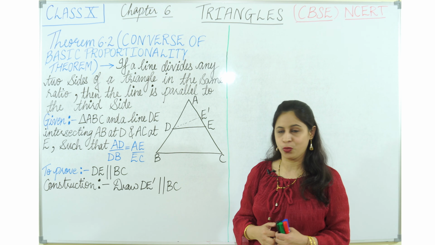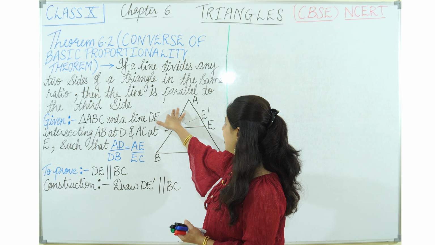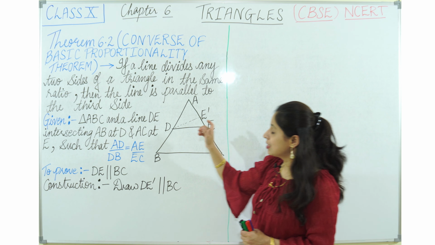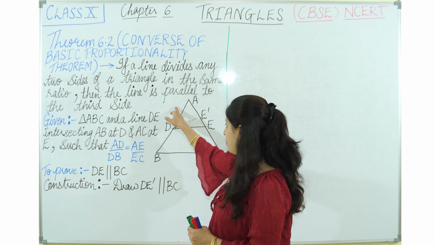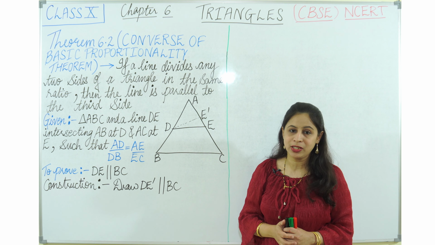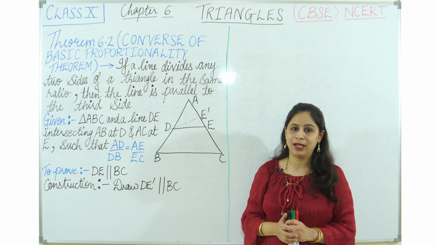The statement says: if a line divides any two sides of a triangle in the same ratio, then the line is parallel to the third side. It is the converse of theorem 6.1, which was the basic proportionality theorem.